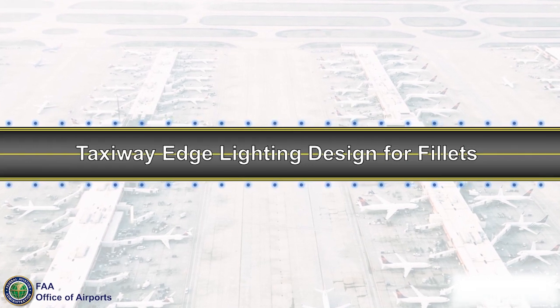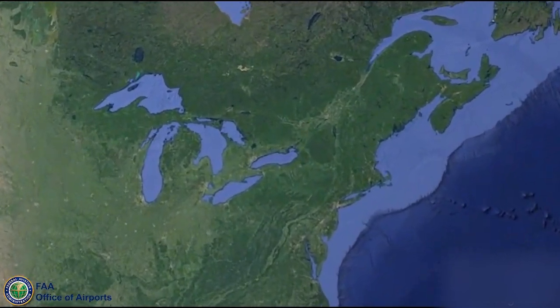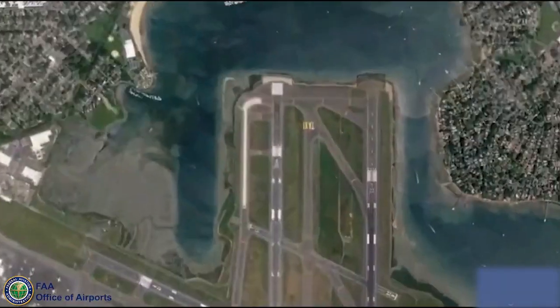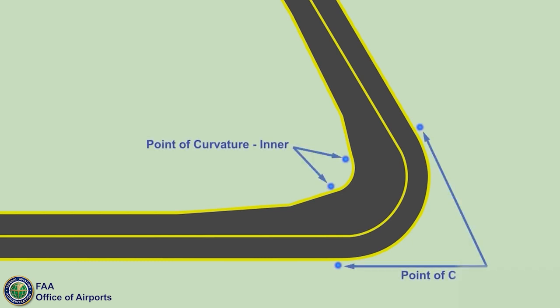Taxiway edge lighting design for fillets. The curved intersection of taxiways Mike and November at Boston's Logan Airport are shown. The FAA's taxiway design standards for curve design affect how to properly light intersections. Place taxiway edge lights at the point of curvature, or PC, on the inside and outside of the curve. Usually, lights at these points will not coincide with lights directly across the taxiway.